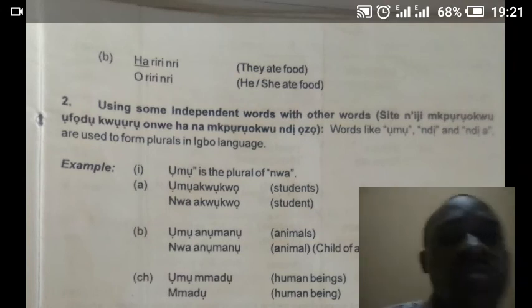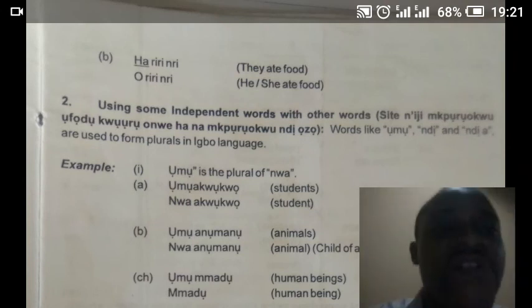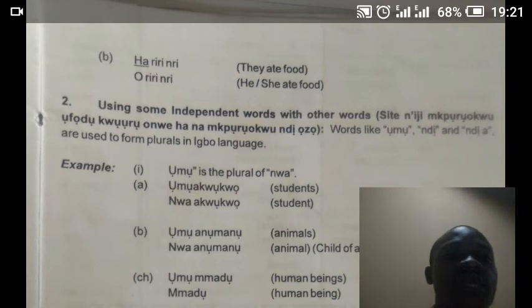Then this one here is ha riri nri. They ate food, which is what? Plural. Ọ riri nri, he or she ate food, which is what? The singular. Ọ riri nri means what? Singular. Ha riri nri means what? Plural.